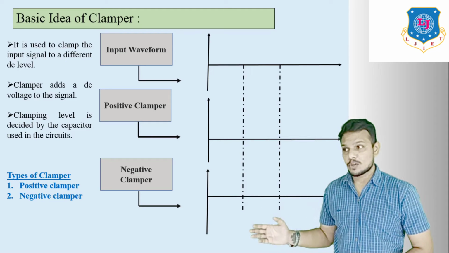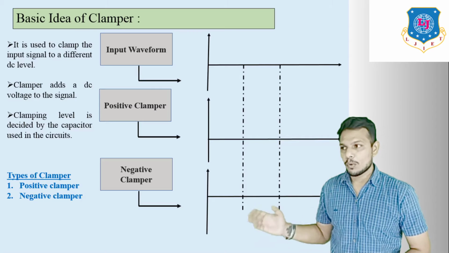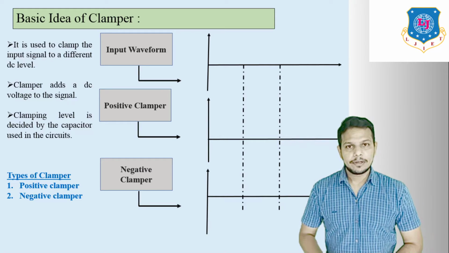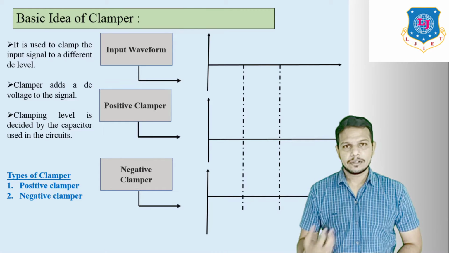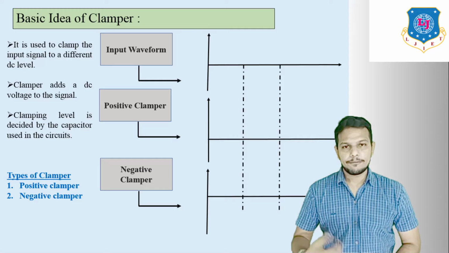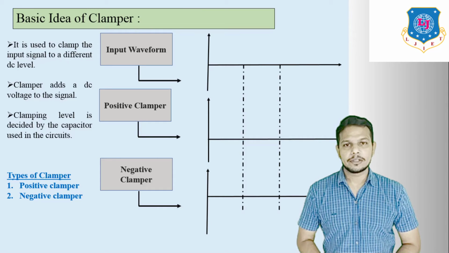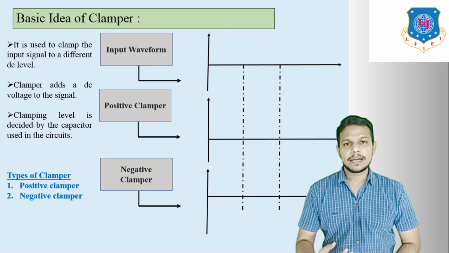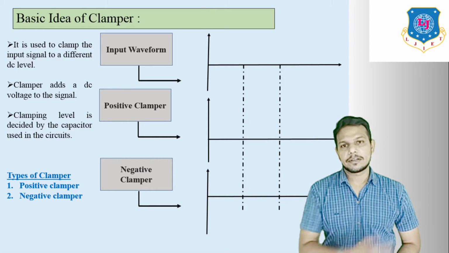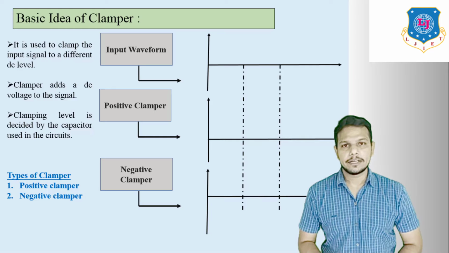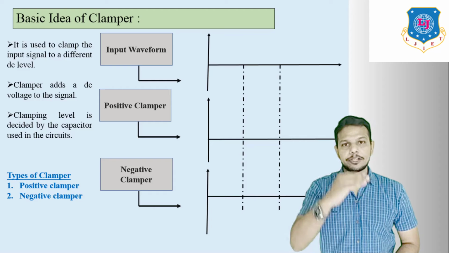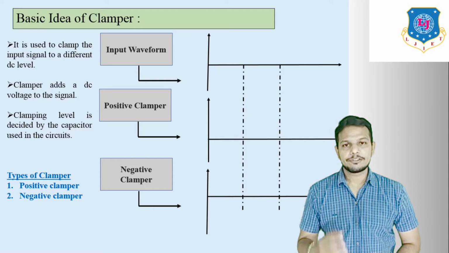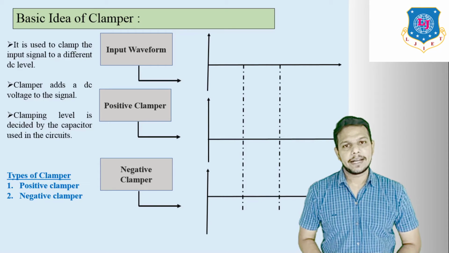Because there are different types of clampers present here. Number one, you can see the positive clamper, and number two, the negative clamper. So let us discuss the waveform. If you enter an input waveform, the clamper circuit behaves accordingly. If there is a positive clamper, then your waveform shifts to the positive side. If there is a negative clamper, your waveform shifts down, that means the negative side.